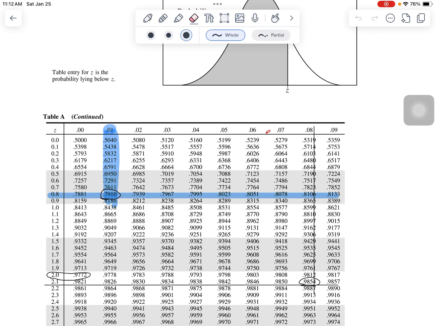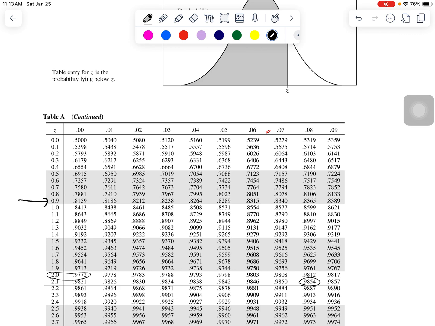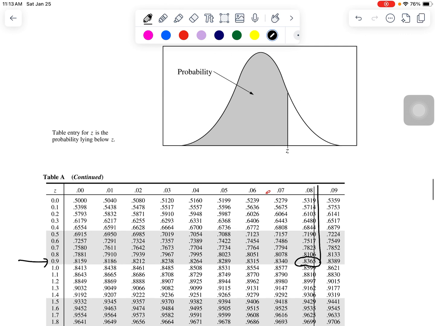I've got a lot of clutter here from a previous class, so let's take out some of this clutter. So 0.98 is what we're trying to look up. Here is the 0.9. Here is the 8. It's actually very easy, since it fell on that for me. There it is, 0.8365.